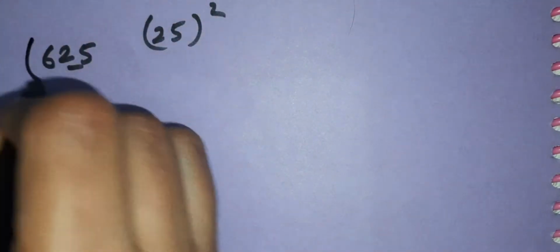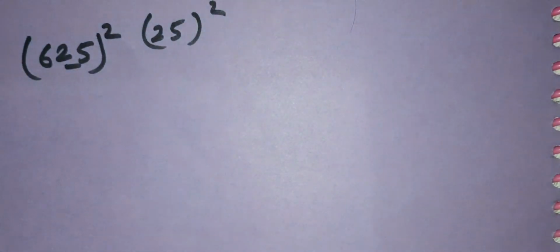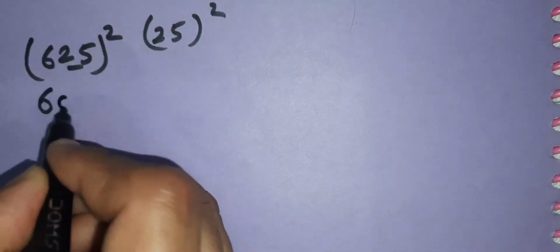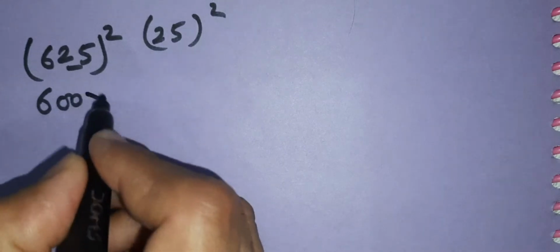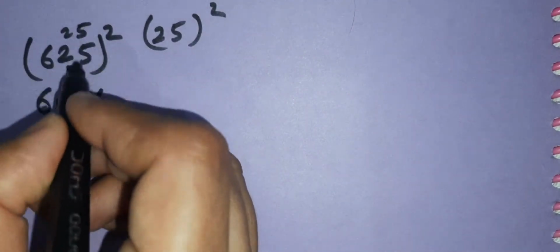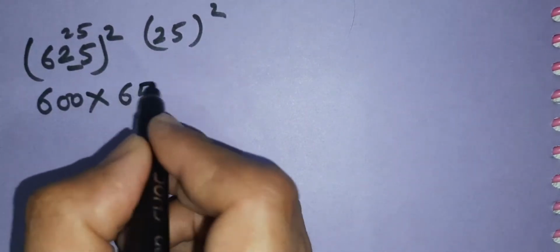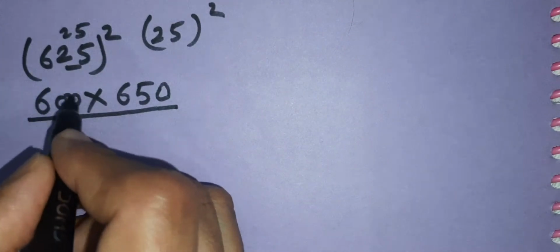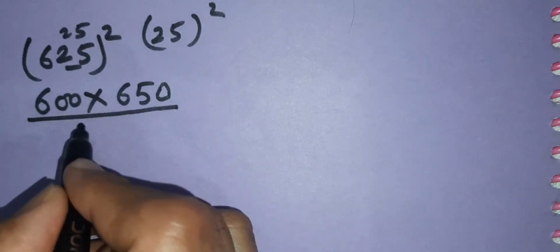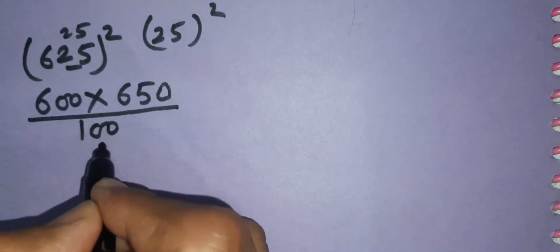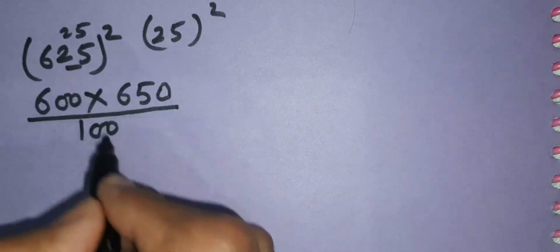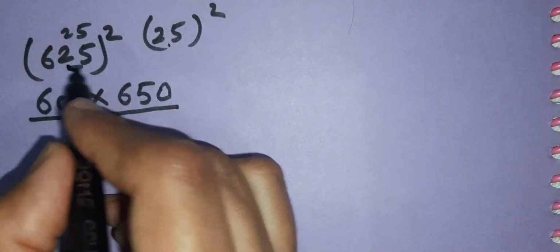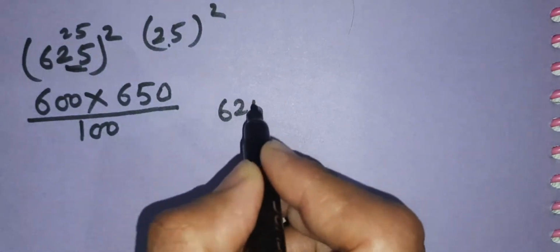To calculate the square of 625, what will we do? We will do the same way. 625 is nearer to 600, so we write 600 here, and we add the difference 25 to this number, so we get 650. In the denominator we write two zeros, that is 100. We'll divide this product by 100, and on the right we write the square of 25, that is 625.